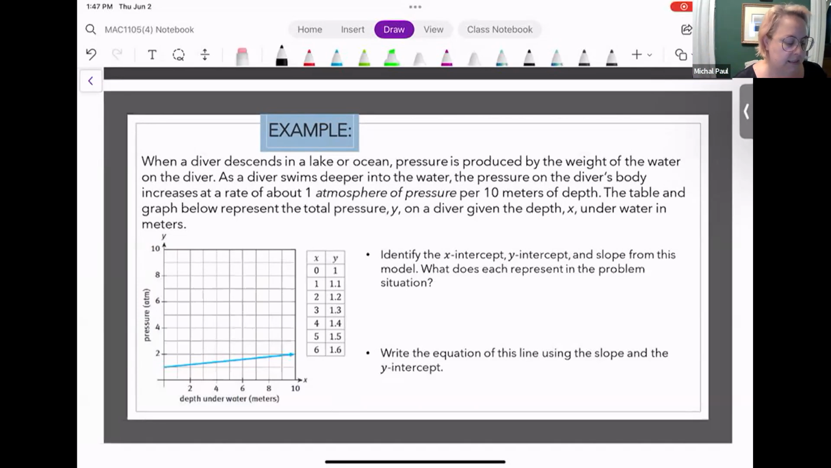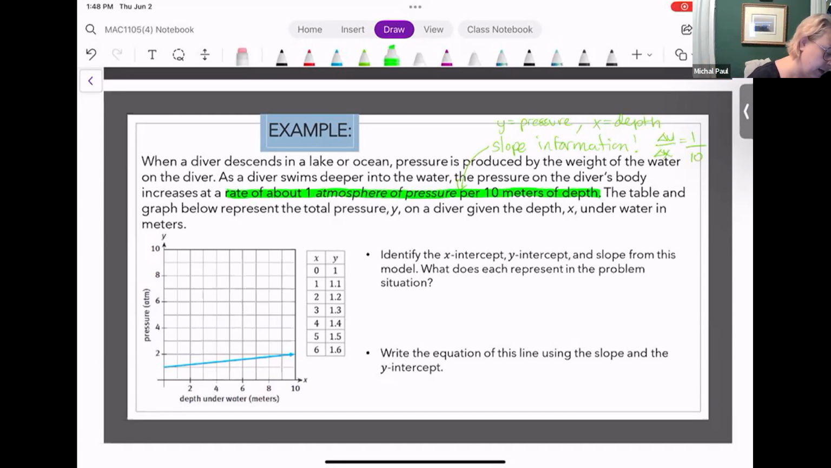So this problem says when a diver descends in a lake or ocean, pressure is produced by the weight of the water on the diver. As a diver swims deeper into the water, the pressure on the diver's body increases at a rate. Whenever you see the word rate, you know it's a slope, of 1 atmosphere of pressure per 10 meters of depth. That's our slope information. Since pressure is y equals pressure, x equals depth. Then our change in y over change in x is our change in pressure, 1 atmosphere of pressure, over the change in depth, 10 meters of depth. Okay, so whenever you see the word rate or per or for every, that's probably going to be your slope or your rate of change information.